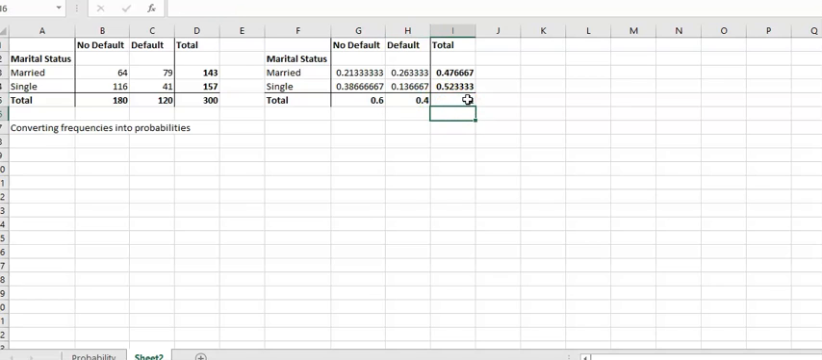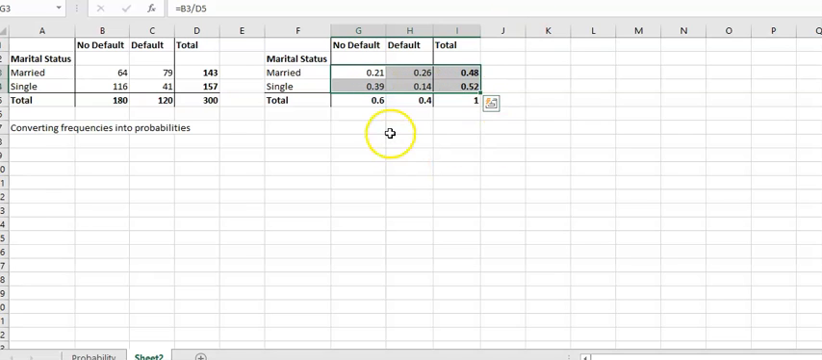What you can see here is that my totals are automatically updated because they have the formula fed in them, and my total overall probability is equal to 1, which shows that my model here is correct so far. So let's just reduce these decimal numbers.